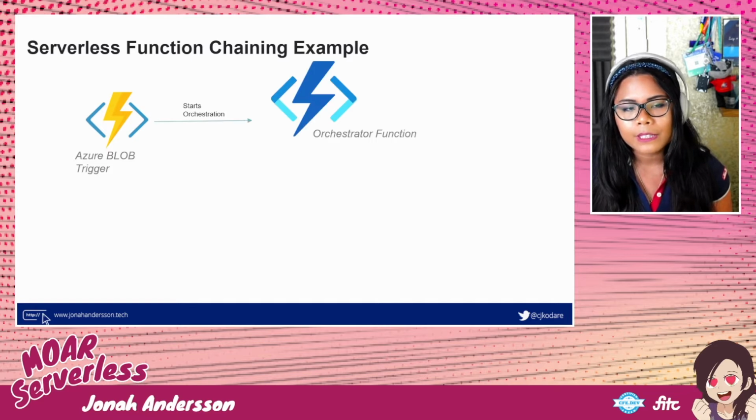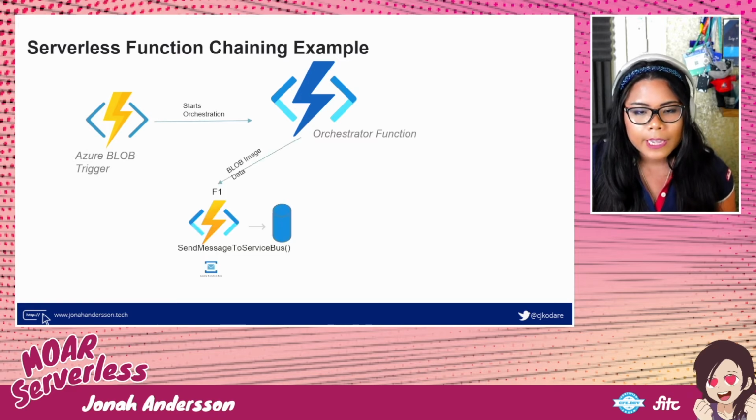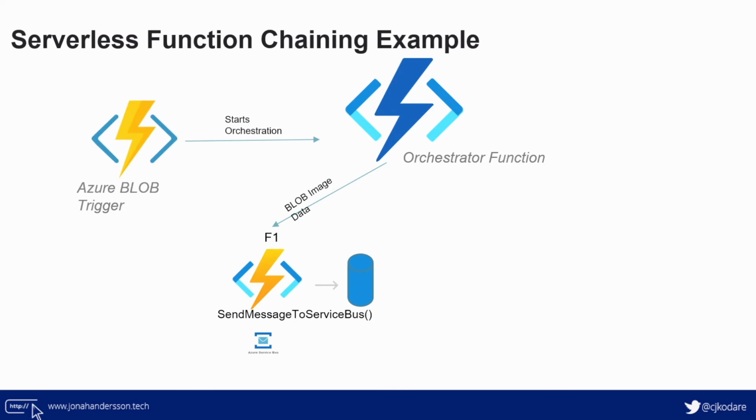So a practical example is a simple one that I have here. We have an Azure Blob trigger, which kickstarts the orchestrator function. And then that blob trigger can be saved. The first function in the chain is to send the message to Service Bus.